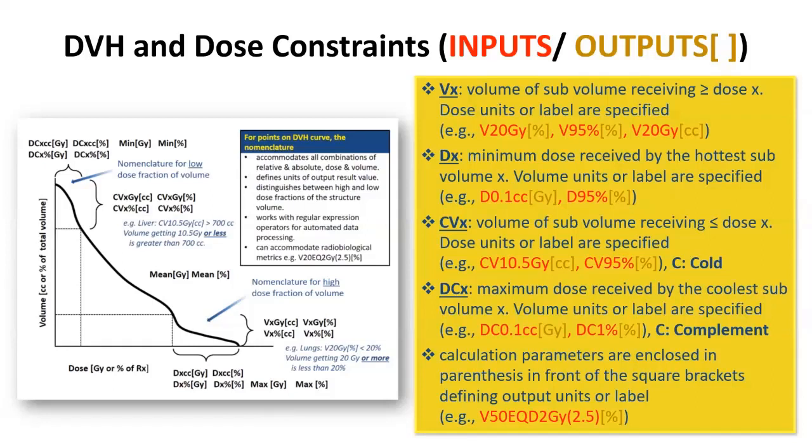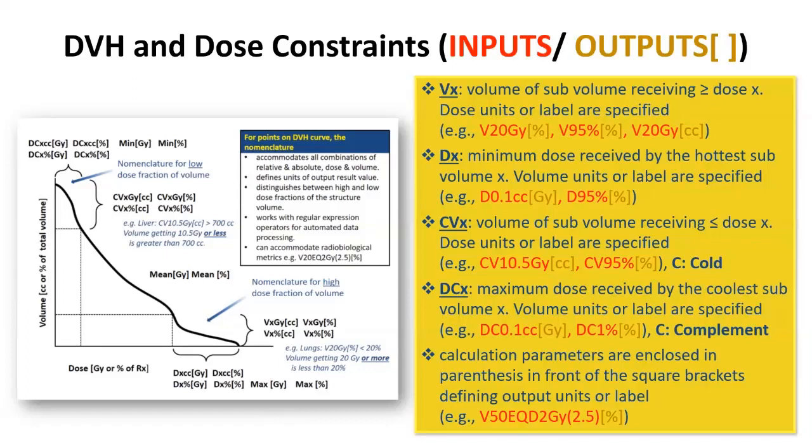As we said, CVX: volume or subvolume receiving less than or equal to dose X. Dose units or label are specified. Example, CV 10.5, as we saw in the previous example, in CC, or CV 95%, which is in percentage. So this is cold. Anything with C means cold, which comes in the low region. DCX: maximum dose received by the coolest subvolume X. Volume units or label are specified. Example, DC 0.1 CC in gray, DC 1% in percentage. Again, C means cold or complement.